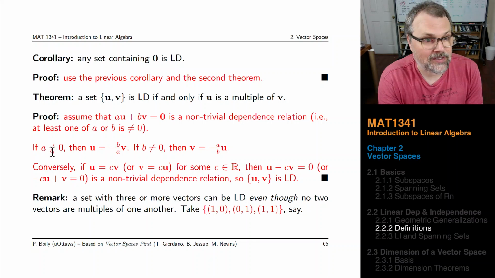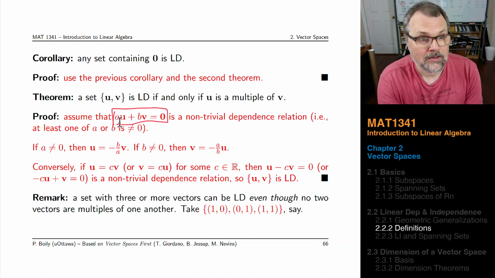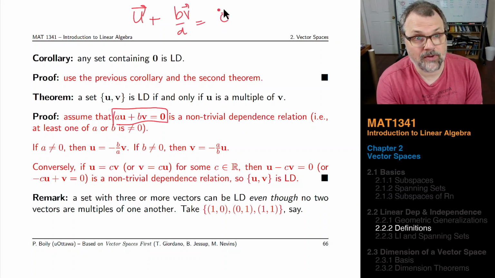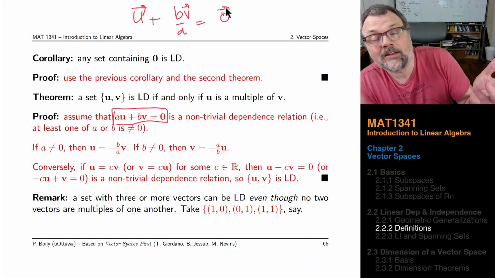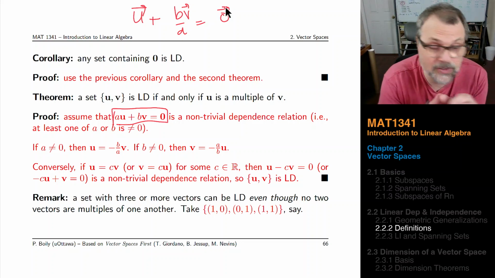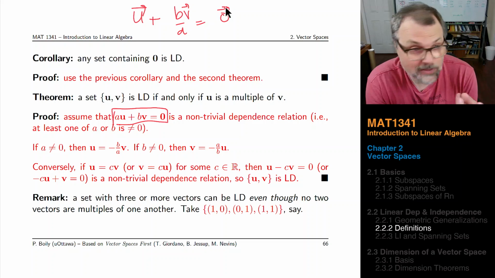Well, if A is not 0, then I can divide this equation here by A, both on the left and on the right. If I divide on the left, I get A times U divided by A. That gives me A divided by A, which is 1. So U plus B times V divided by A should be equal to 0 divided by A. But 0 divided by anything gives me 0. I can do these divisions here because A is a scalar and it's not 0.